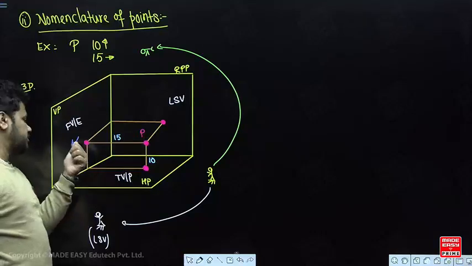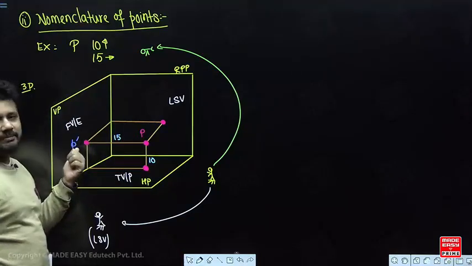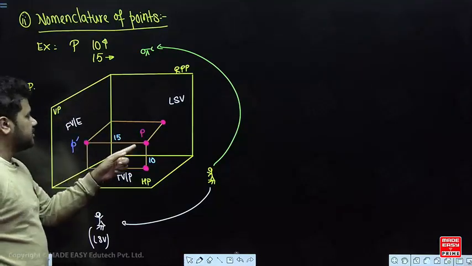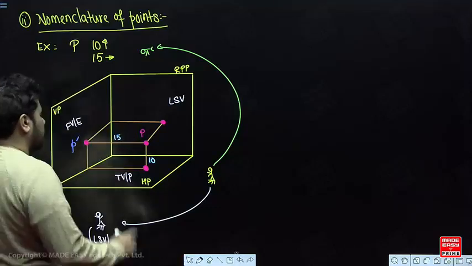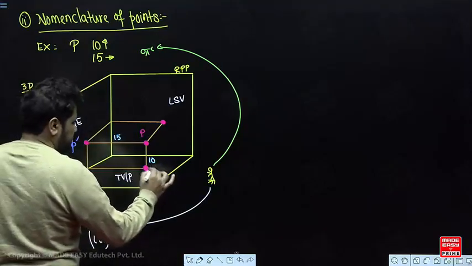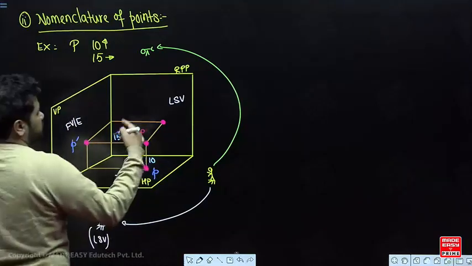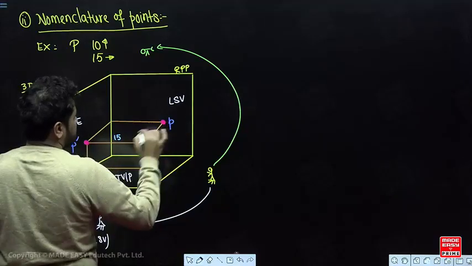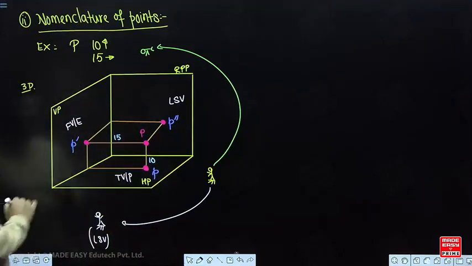So the projection of a point on the vertical plane will be represented by a small letter with a dash. Similarly, anything that you are going to draw in the horizontal plane will be written only with a small letter. And anything that you are going to draw on the profile plane will be a small letter with a double dash. This is called nomenclature.